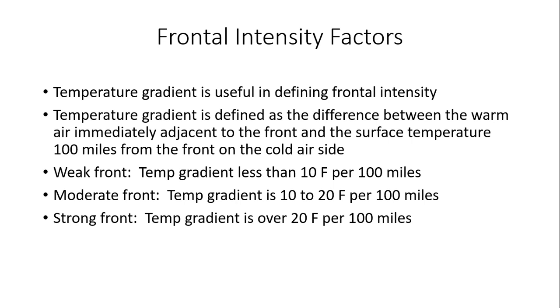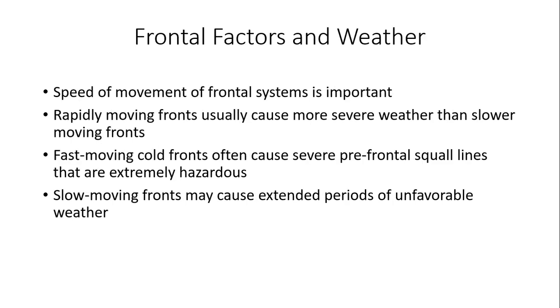And then we get the strong front. Strong front is classified based on the temperature gradient, that change of temperature, being over 20 degrees Fahrenheit per 100 miles. So these are the criteria that are used in determining whether we have a weak front or a strong front. You may have heard your local TV meteorologist say, hey, we have a weak front moving in or a strong front. And this is generally the criteria that's used. It's that temperature difference or gradient over 100 miles. How much of that change is occurring?